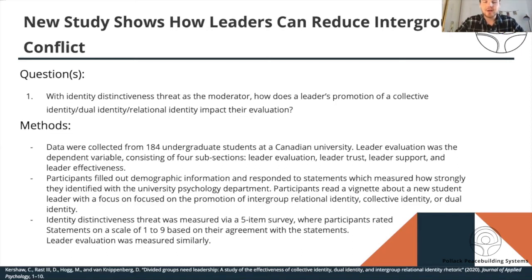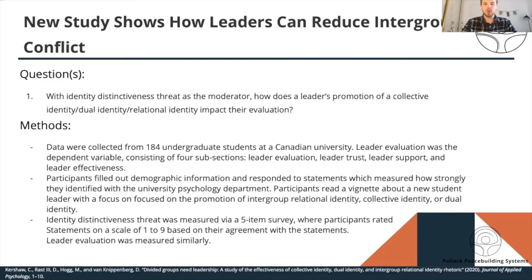And participants read a vignette about a new student leader who was going to be a leader in the psychology department and implement these different changes. The different vignettes focused on either promoting an intergroup relational identity, collective identity, or dual identity. After they read this, they measured identity distinctiveness threat via a 5-item survey, and they rated statements on a scale of 1 to 9. And then leader evaluation was measured similarly.